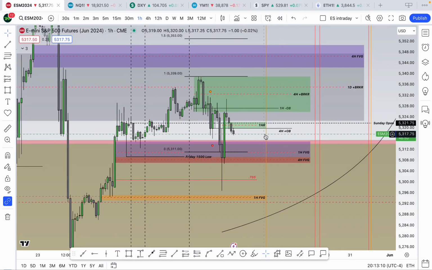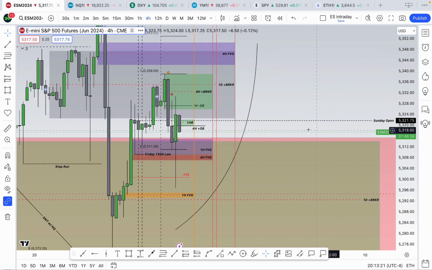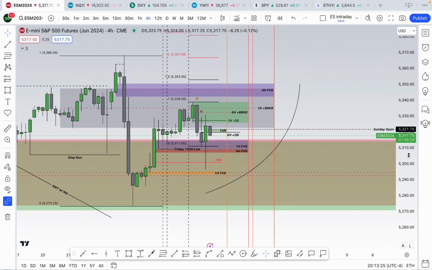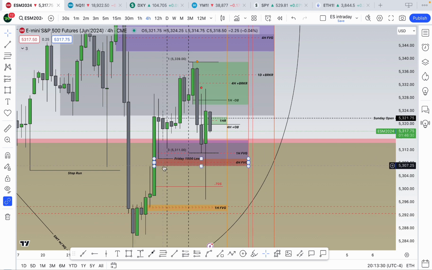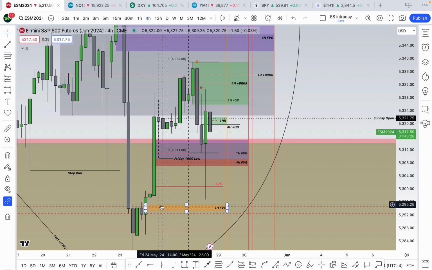Just going to be covering a quick outlook going into Wednesday, May 29th, 2024. So let's take it back to the 4 hour. We had this dump in the PM session, so I annotated it to orient you to the chart here. This is Sunday, 6 o'clock, Monday, midnight, and then Tuesday, midnight.